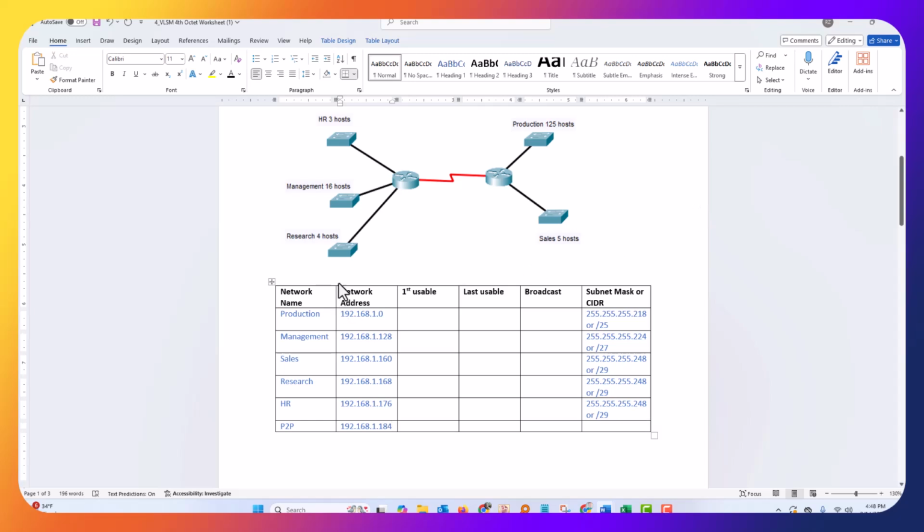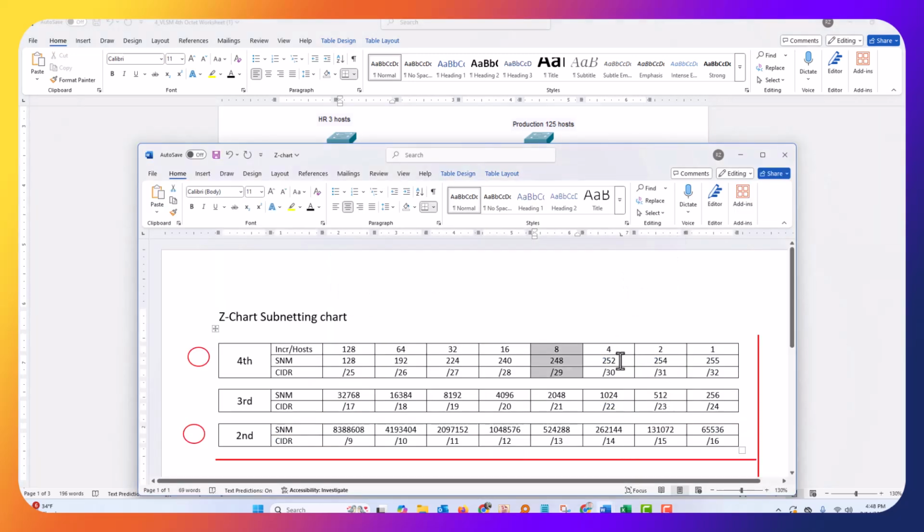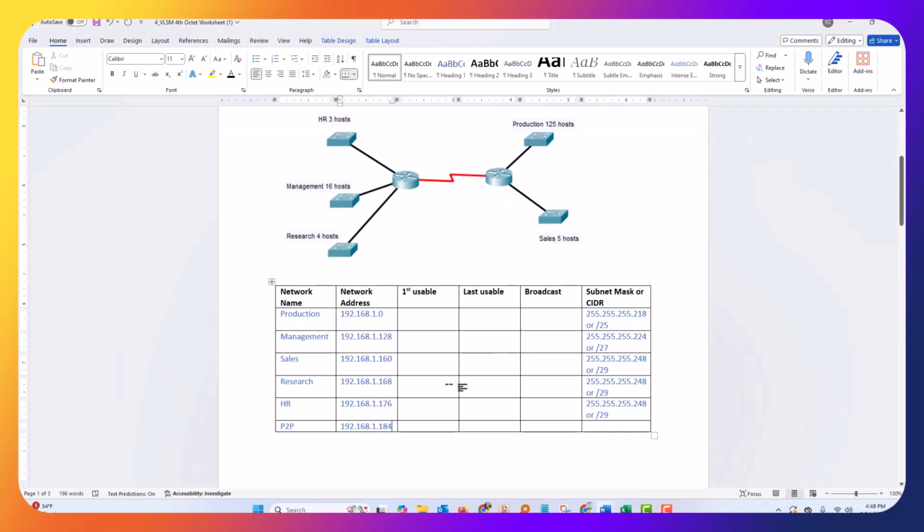And then for the point-to-point network, not peer-to-peer, that is always going to be a 252 here, slash 30, or 252 in the fourth octet, and it's always going to have an increment of 4. So we have 255.255.255.252, or that's the same as slash 30. And we're going to go up 4 more here: 192.168.1.188.